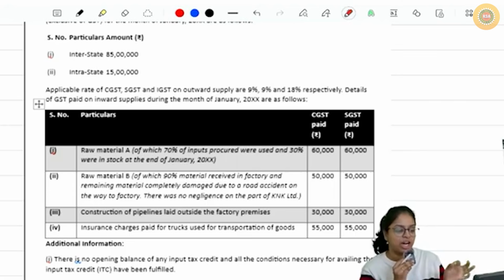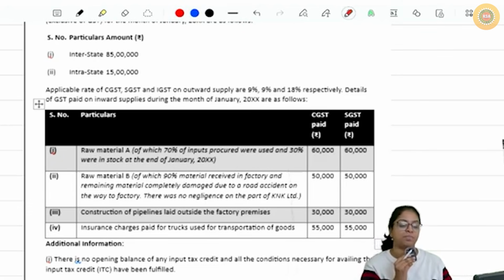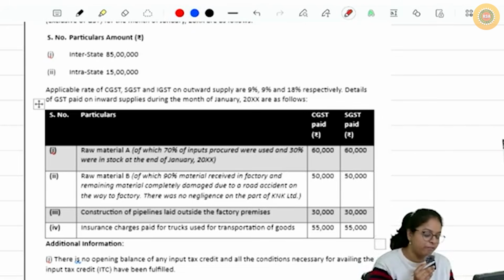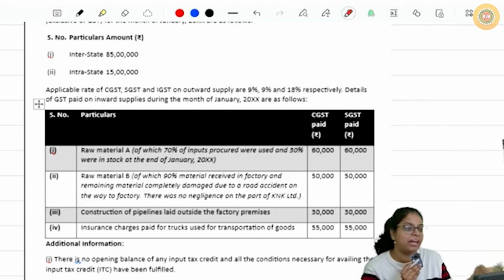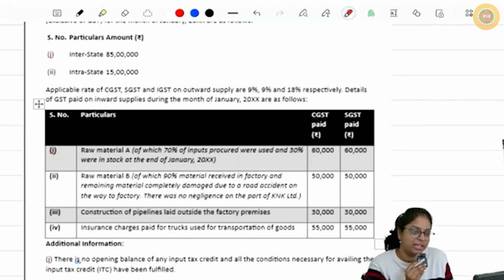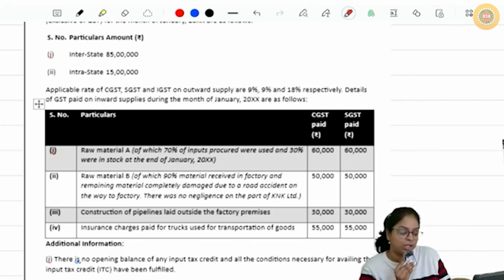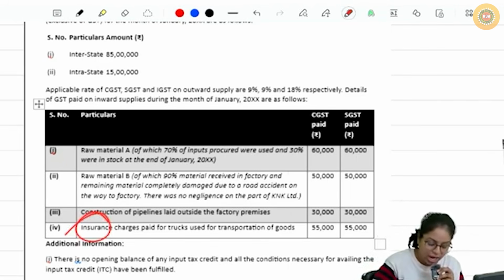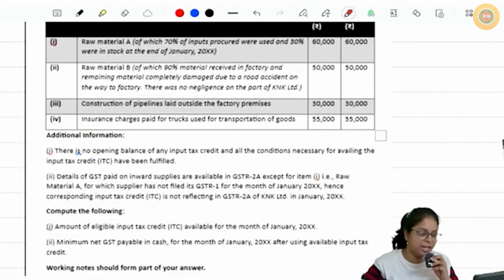And insurance charges paid for trucks used for transportation of goods. In this, will you get ITC? The answer is absolutely yes, because only for cars up to 13-seater the ITC was blocked. If it was blocked for a car, then repair related to that car and insurance related to that car also had ITC blocked. Here it is a truck on which ITC is allowed. So insurance on truck also ITC will be allowed, and repairs on trucks also ITC will be allowed. Since this is insurance, the ITC will be allowed.